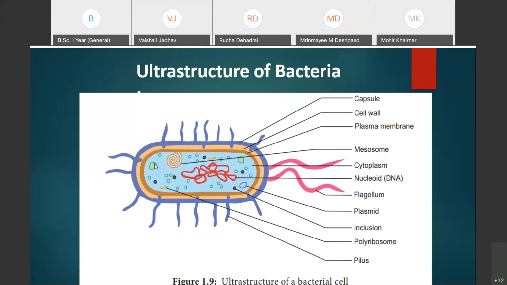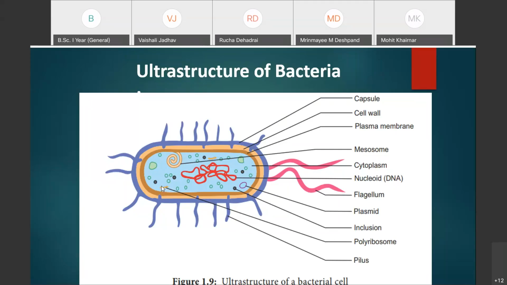Here in the photograph, you can see a large number of ribosomes scattered freely in the bacterial cell. But here you can see that some of the ribosomes, about a group of 4 to 6 ribosomes, are present in a group. These are attached to each other with the help of mRNA.